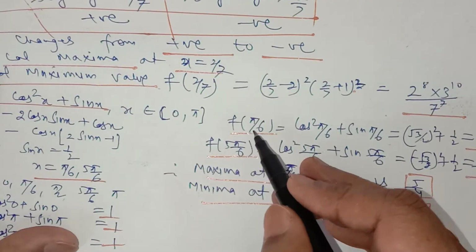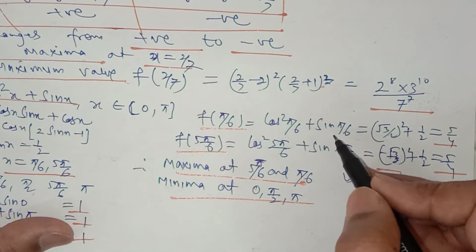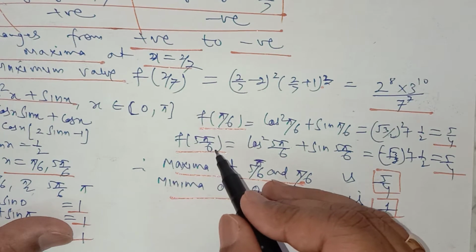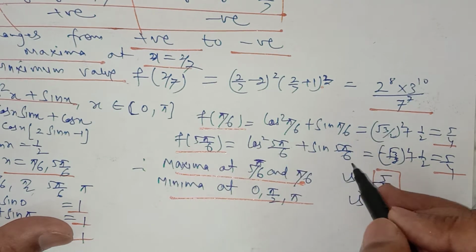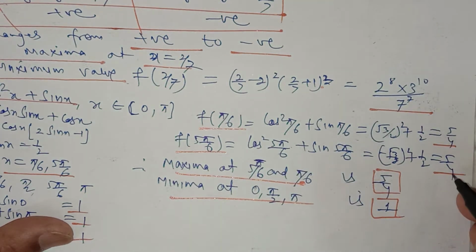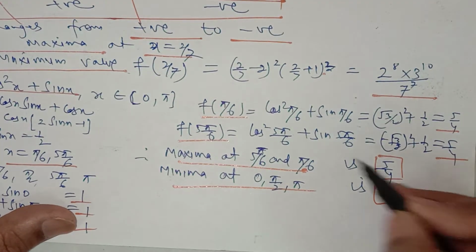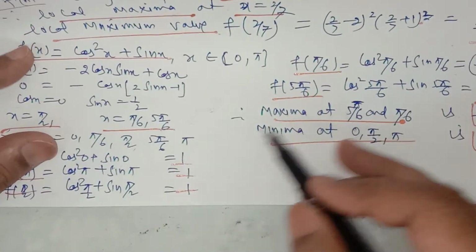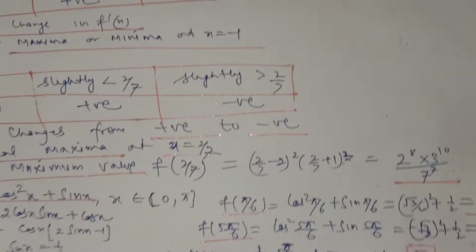When you put x equal to pi by 6, the value of cos square pi by 6 is root 3 by 2, and sine pi by 6 is half, so it is 5 by 4. At 5 pi by 6, which is a 150 degree angle, cos 5 pi by 6 will be minus root 3 by 2, and sine pi by 6 will be half, so again 5 upon 4. So the absolute maxima is 5 upon 4 at these two angles, and the absolute minima is 1 at these three angles. So this is question number 14.